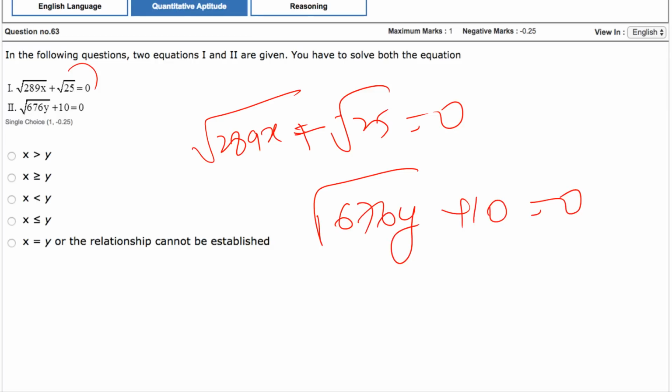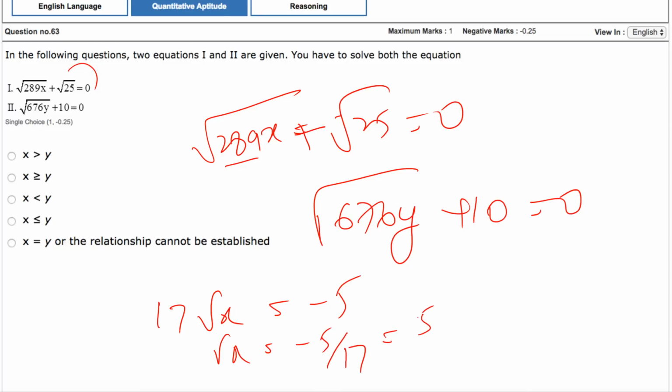Again, see, this will be very easy. This is 289, we all know. So this is 17 root x is equal to minus 5. So root x is equal to minus 5 by 17, or basically x will be equal to the square of it. So 5 by 17 whole square, right? This is what it is.